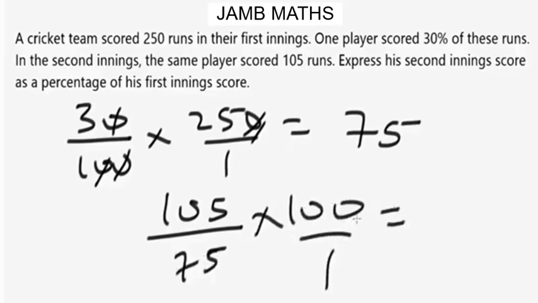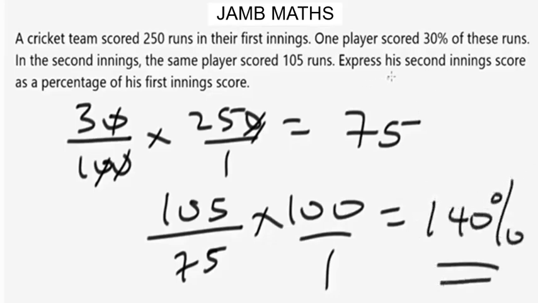Alright, so when you simplify this, then punch it on the calculator. So when you punch everything on the calculator, you're going to have 140%. Okay, so this will be the expression of his second innings score as a percentage of his first innings score. It's as simple as that, guys. So we learned something interesting from this video.